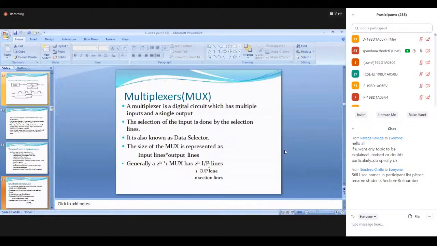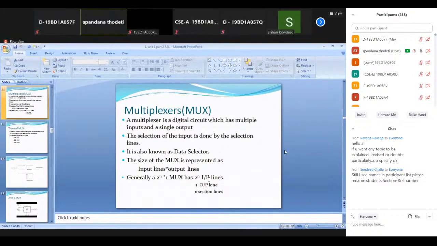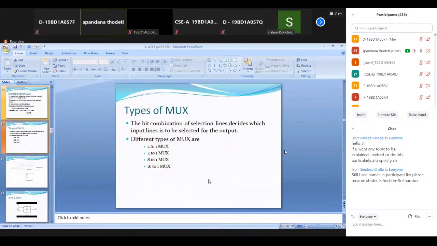So a multiplexer is also known as a data selector. Why? Because you are selecting one input line as the output. We will call it a data selector. Different types of multiplexers we have: 2 by 1, 4 by 1, 8 by 1, 16 by 1, 32 by 1, like that. We have different sizes of multiplexers.